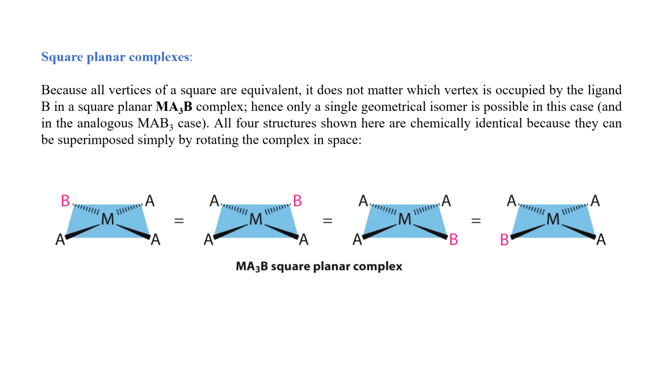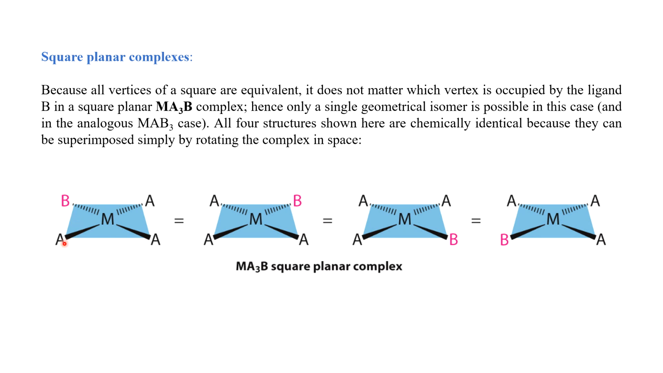Now square planar complexes show geometrical isomers, because cis and trans positions are possible. But if I take a complex like Ma3B, where M stands for metal, A3 is one kind of ligand, A, and another different kind of ligand, B. So this is the complex. In this case, will it show any geometrical isomerism? This will not show. Why?